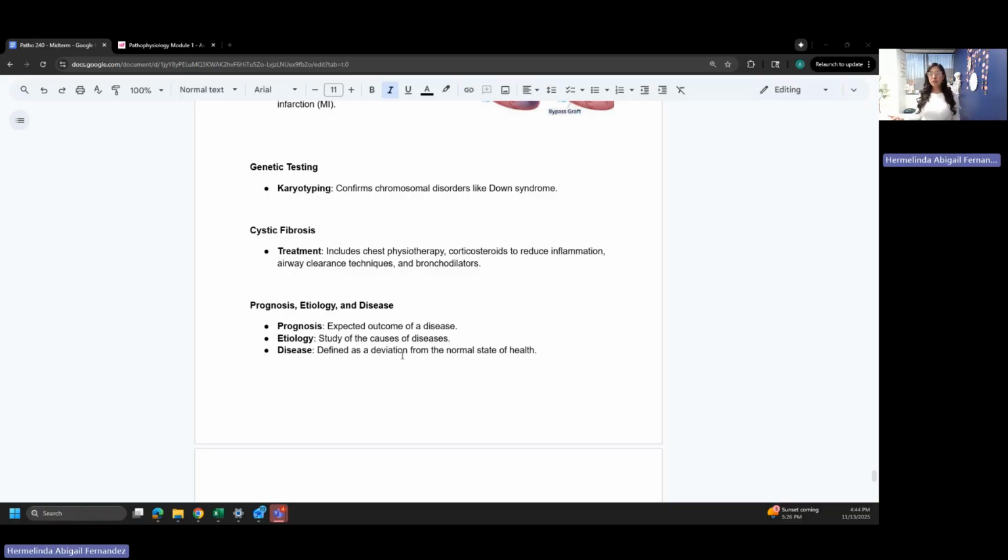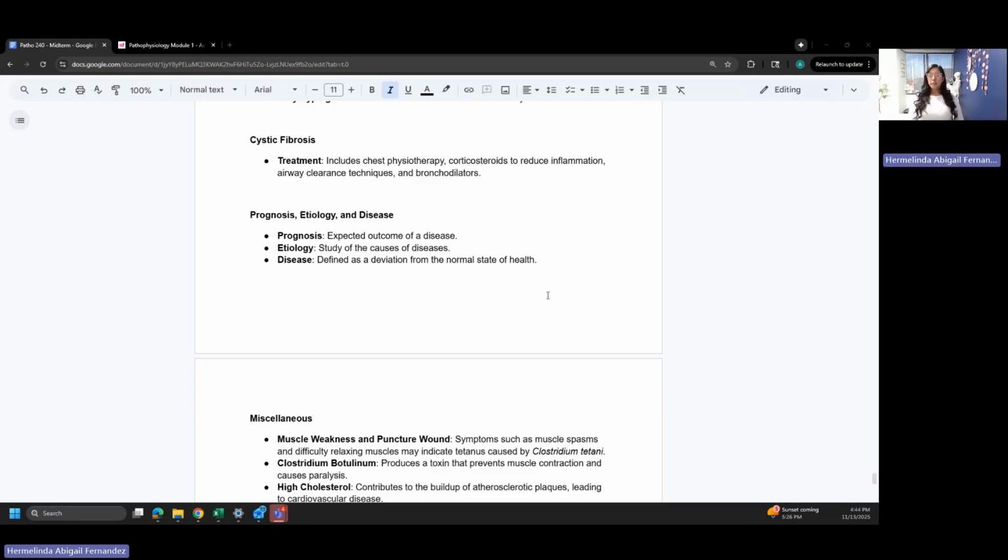Cystic fibrosis, the treatment for this includes chest physiotherapy, corticosteroids to reduce inflammation, airway clearing techniques, so making sure that mucus can go up and be released, and bronchodilators. And make sure you know the prognosis. Prognosis is the expected outcome of that particular disease. The etiology, so think of ethics and all the stuff. You're studying the causes of that particular disease. And disease is defined as a deviation from that normal state of health, okay?